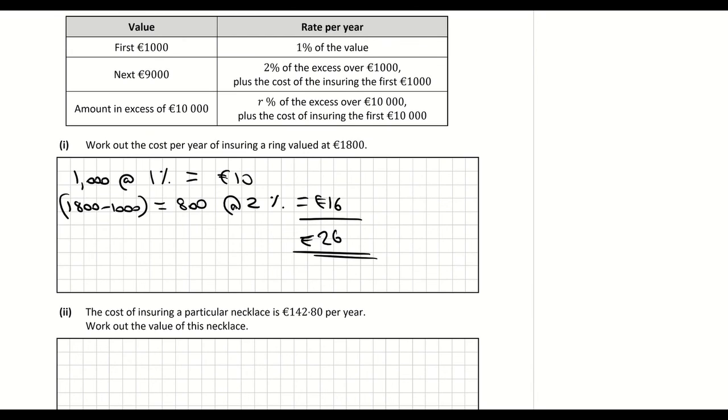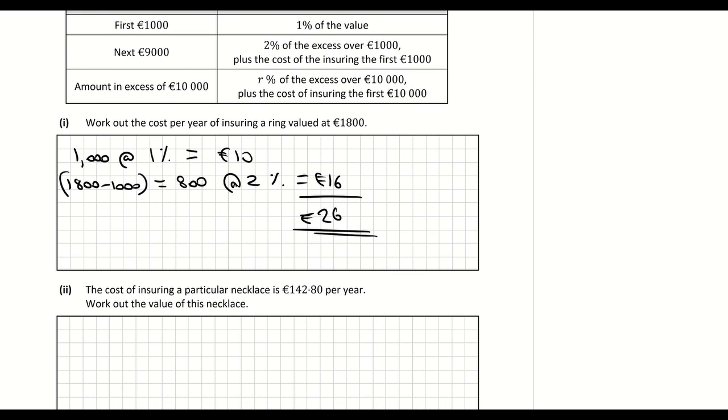The cost of insuring a particular necklace is 142 euro and 80 cent per year. Work out the cost of the necklace. Okay, so we need to use our information from part 1 here as well. So remember that the first 1,000 euro that you insure is at the 1%, and that was a tenner. So that's definitely going to be in the price. So if you think about it, we have 142 euro 80 cent is what it's insured for. Take off the first tenner, we still have 132 euro and 80 cent to account for.